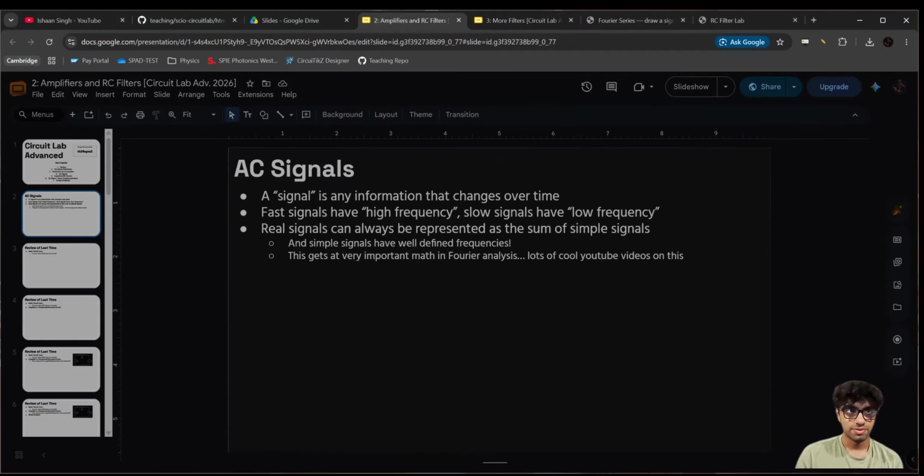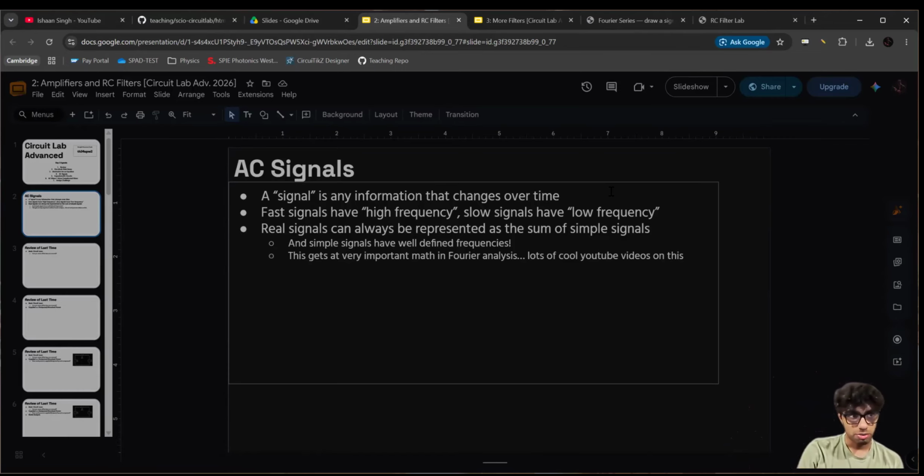Those are all signals. And what we thought about was that fast signals have high frequency and slow signals have low frequency. Frequency meaning how fast the signal changes over time. So if it's oscillating back and forth really fast, that's high frequency. If it's changing really slow, that's low frequency.